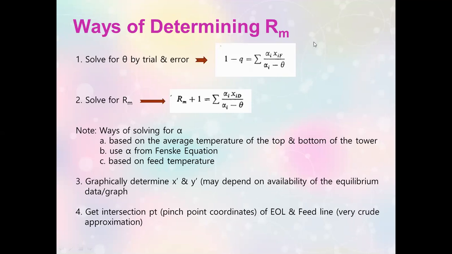Now, I'd like to go to the whiteboard and show to you how to solve for the theta using the formula that you have there. For example, in the case of the first formula, you have 1 minus q being equal to the summation of alpha i x i, I think we have the feed in here, over alpha i minus theta.